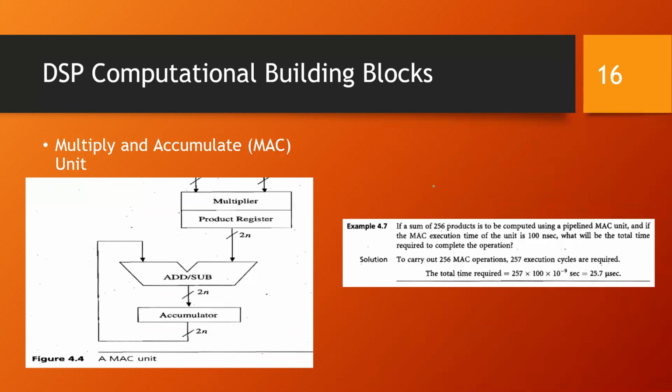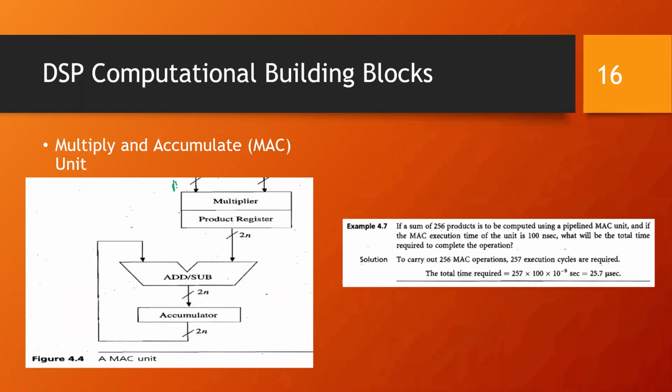In order to enhance the speed of this operation, we go ahead with a block called a multiply and accumulate unit, that is the MAC unit. Here we can see that it consists of a multiplier and an adder or a subtractor. These are the two things a multiply and accumulate unit consists of. Apart from that, it consists of an accumulator which stores this overall result.